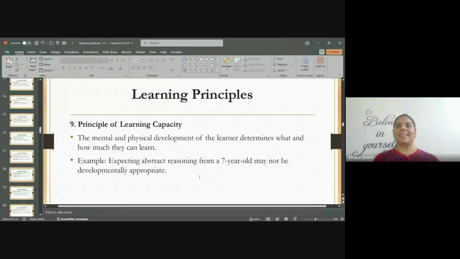So that is why we have the set curriculum in school, right? That most 5-year-olds are able to cope up with this much. And then there are parents who want their 4-year-olds to go into classrooms which are meant for 5-year-olds, and then they feel that my child is not able to cope up. Why? Because your child's cognitive development has not happened according to whatever burden they are putting in that curriculum. Okay, expecting abstract reasoning from a 7-year-old may not be developmentally appropriate.